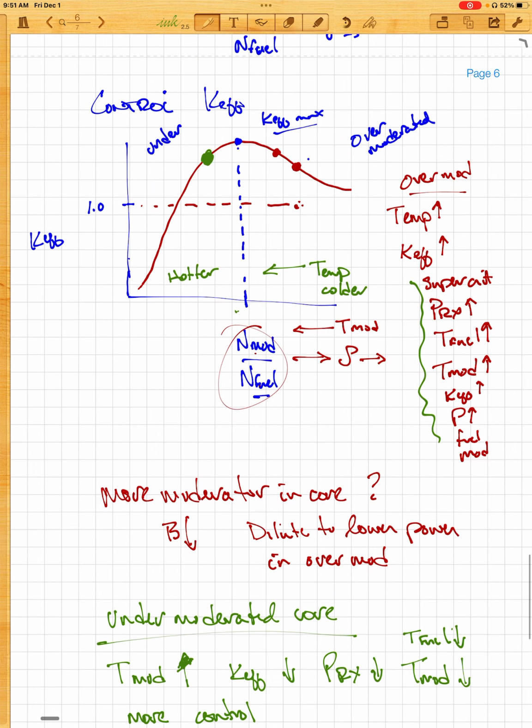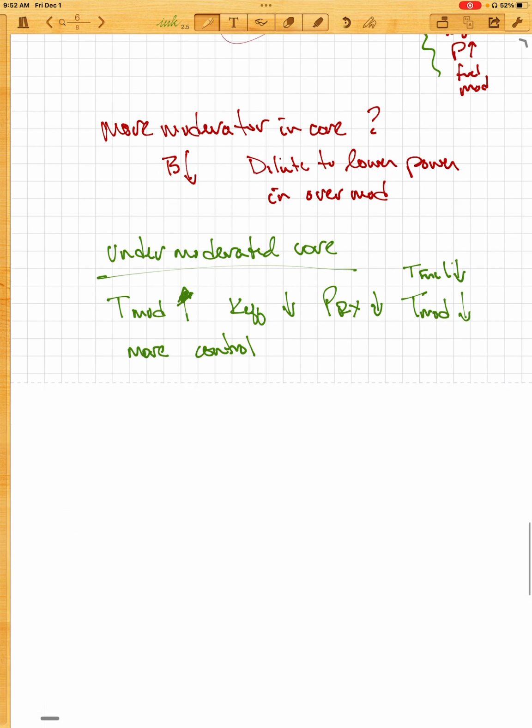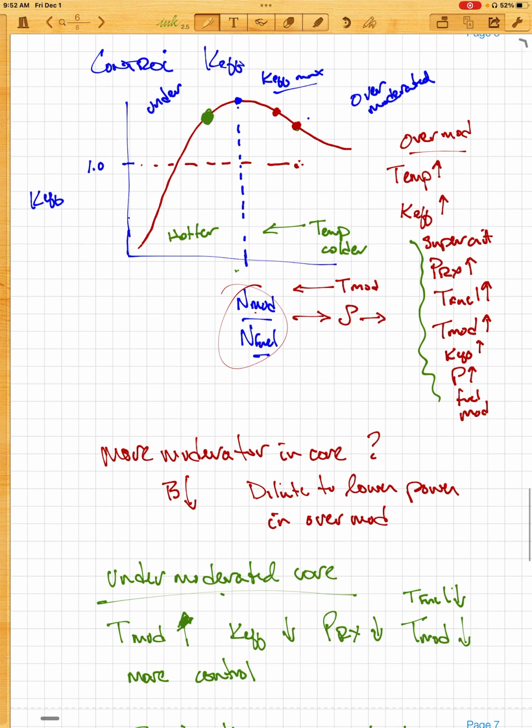So as opposed to here where you dilute to lower power. I'm sorry, that raises K effective. Doggone it. So on the under moderated, you lower the boron and that raises K effective. As opposed to when you dilute here, you lower K effective in the over moderated thing.